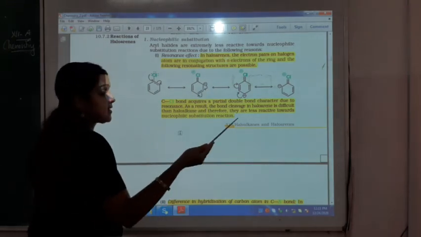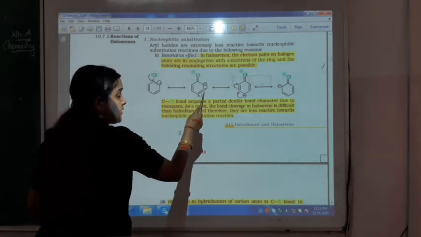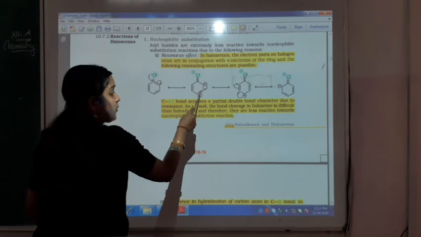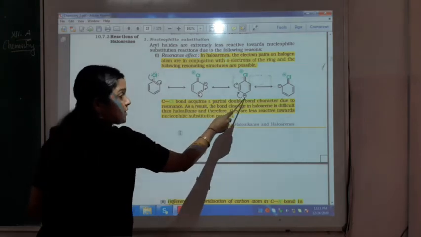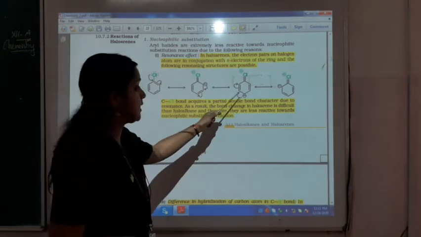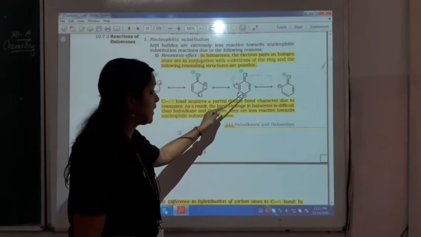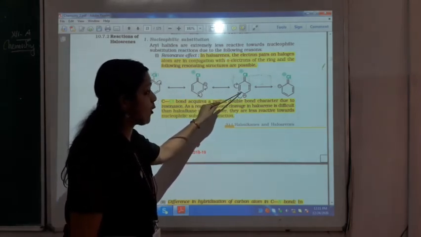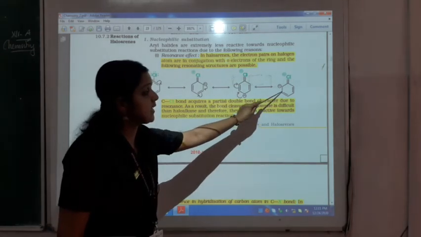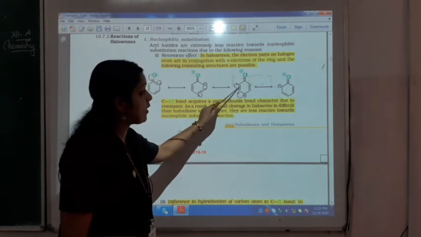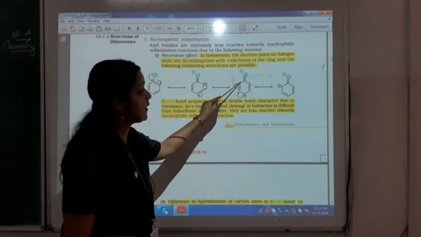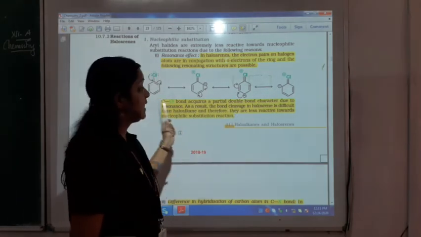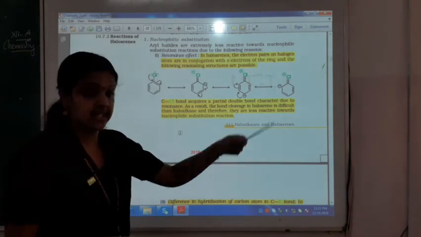Now what is the next structure? These electrons form a double bond inside, and the adjacent double bond sends the pair of electrons at the para position. So there comes a negative charge here. Now what is the next structure again? These electrons form a bond here. So I get a double bond, and the adjacent bond sends a pair of electrons at this center. So it bears a negative charge. This is how this goes again and again.